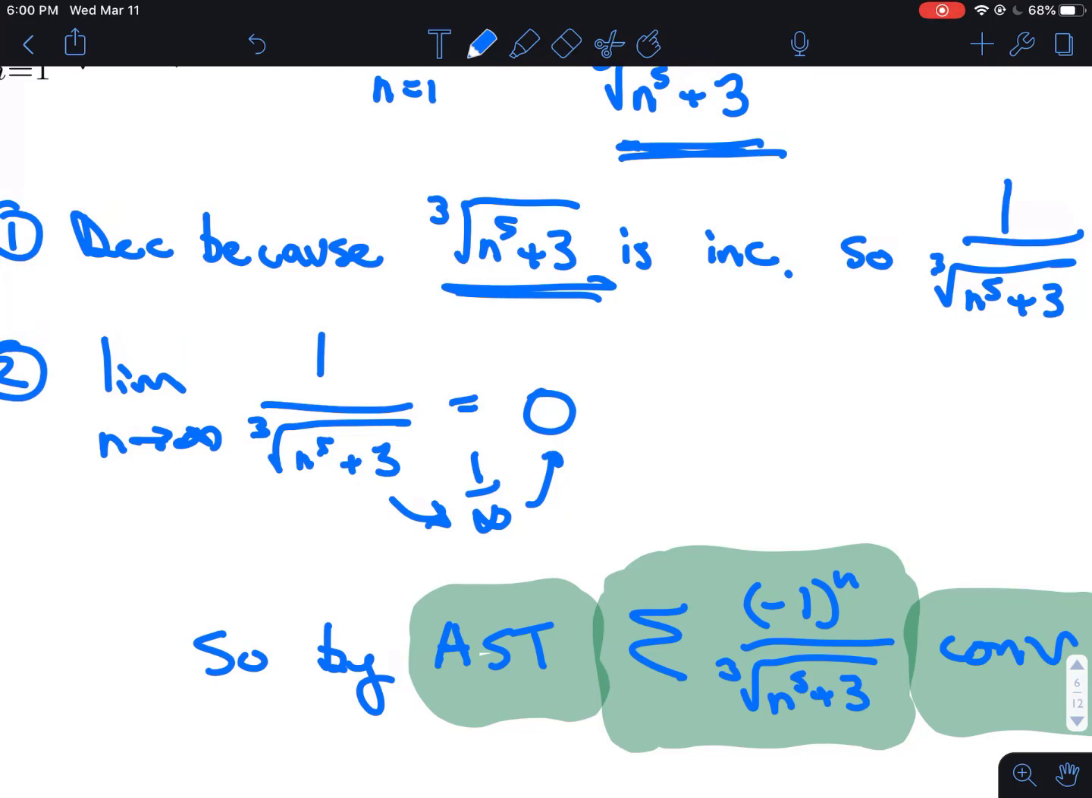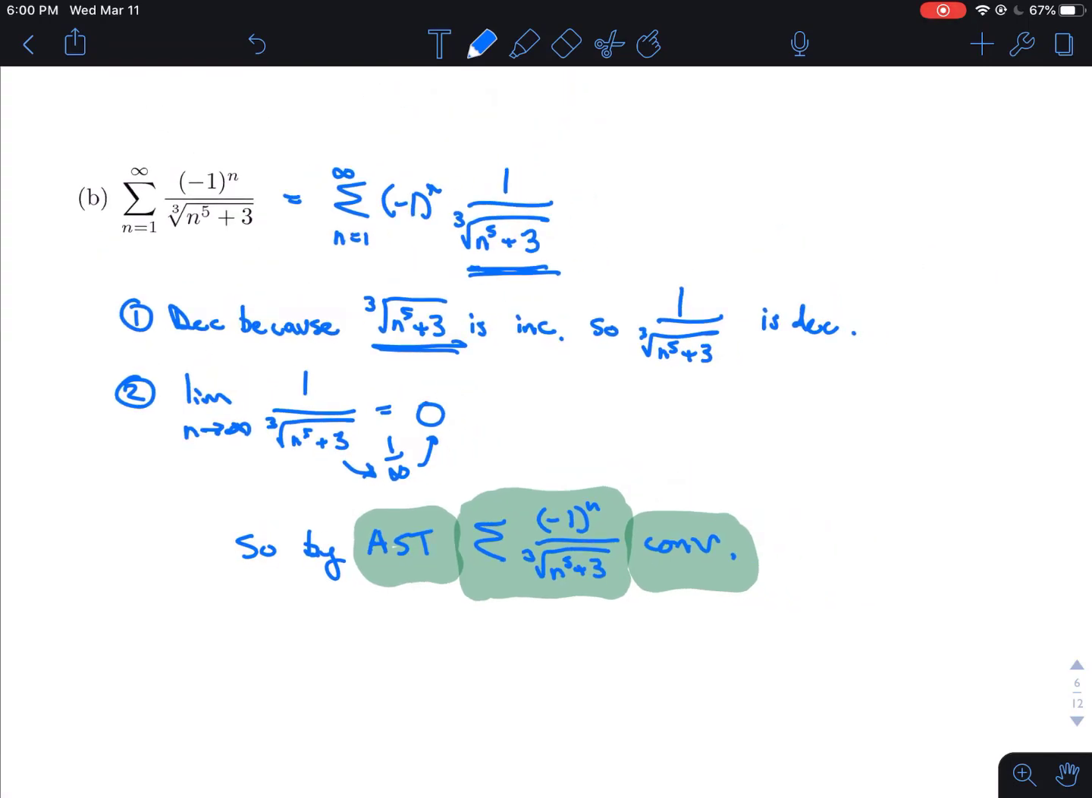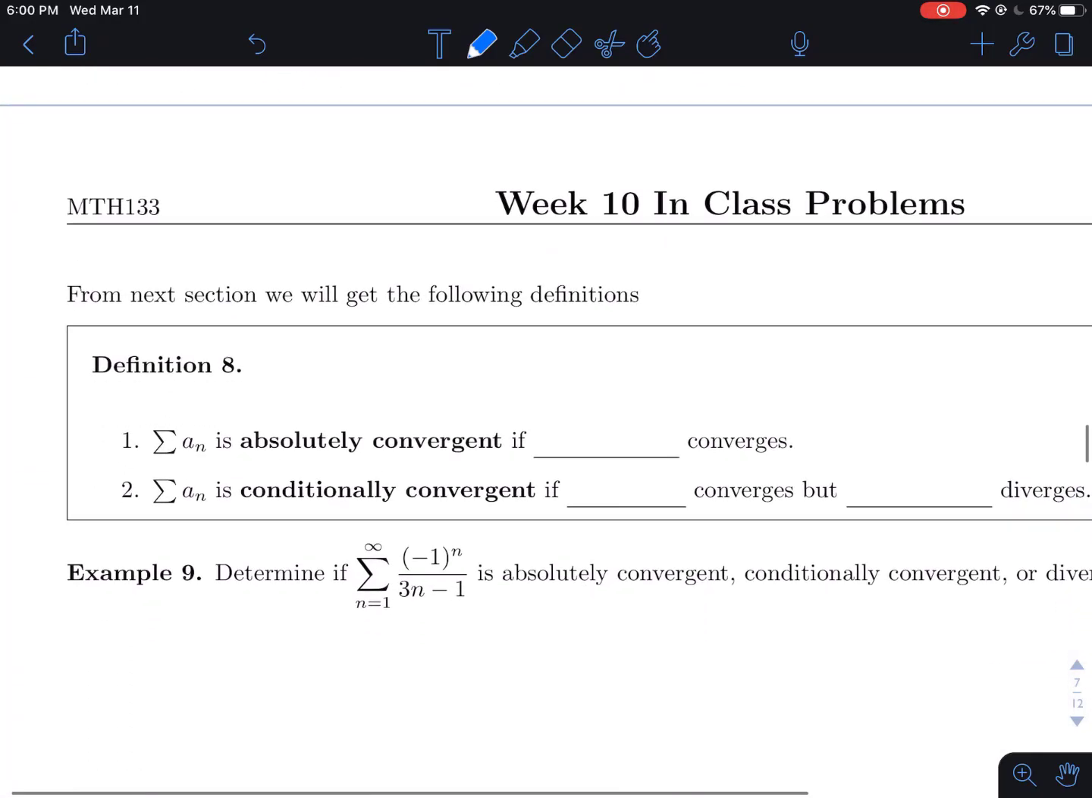It gets larger and larger and larger. And so 1 divided by a very large number is going to be 0. And so those are the two conditions for the alternating series test. We've shown that they both work out. And so by the alternating series test then, we know it converges. All right, with that, let's go ahead and move on.